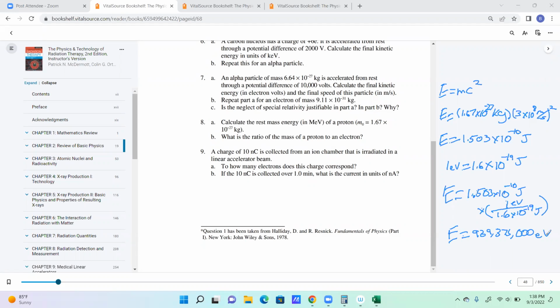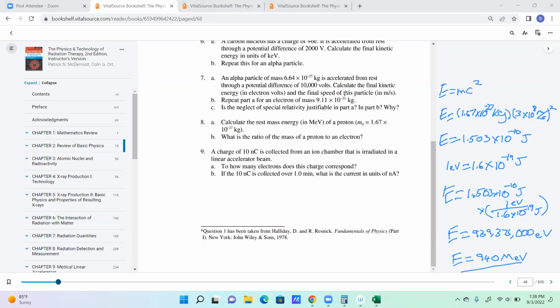That's how many eV I have. To change that to MeV, I basically take it and divide it by a million, because there's a million eV in one MeV. That means I end up with 940. Again, I take that and divide it by a million and round, and that's what I come up with.